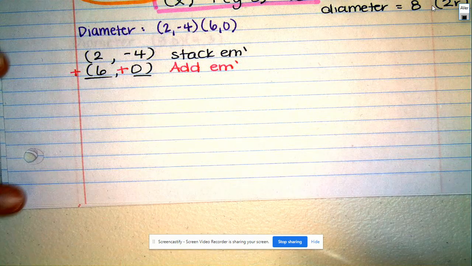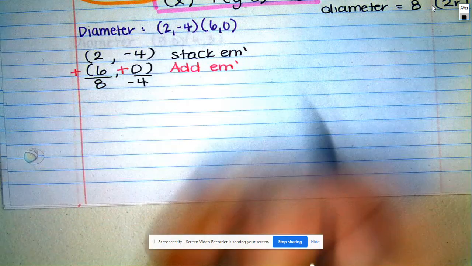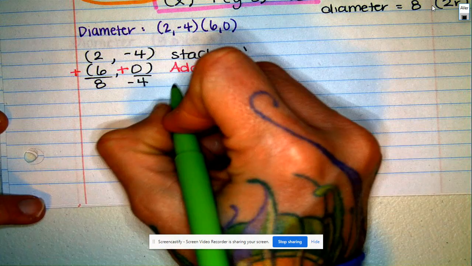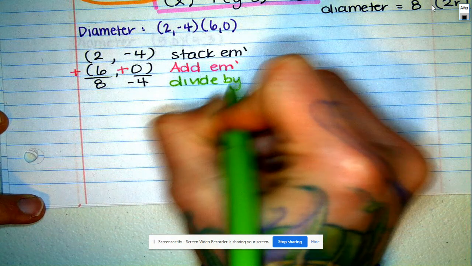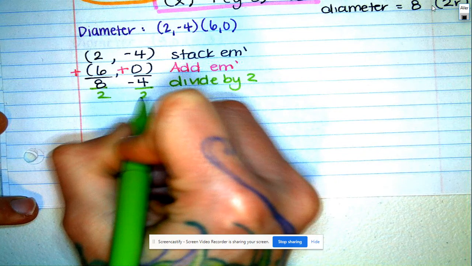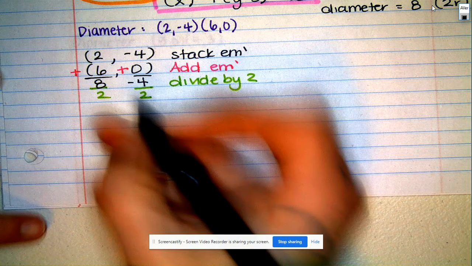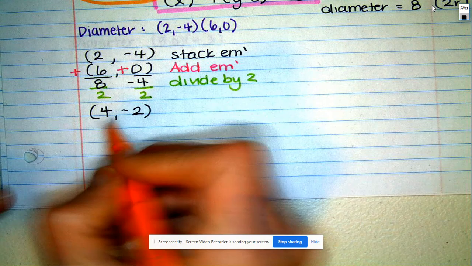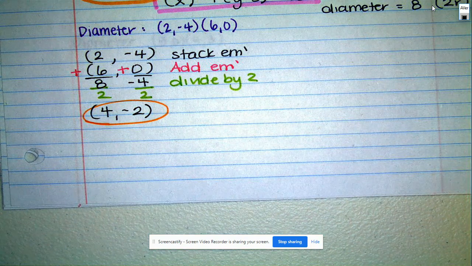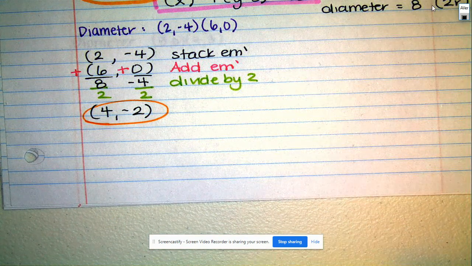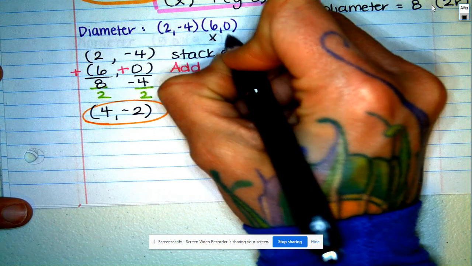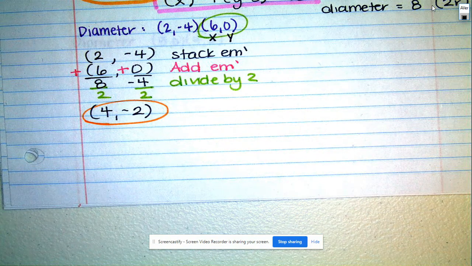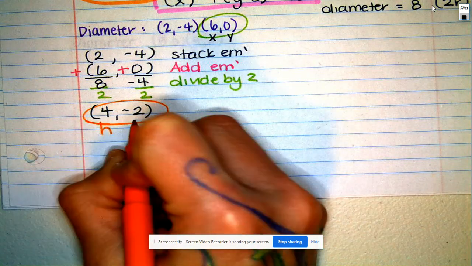Work smarter, not harder. So 8, -4, when we add those, because 2 plus 6 is 8, and -4 plus 0 is going to give you a -4. And then divide by 2. It's going to give me a 4, -2. You know me, I'm going to circle that so I don't lose it, because that's what I need at the very end. And I can pick whichever one of these points I want to use as my XY. I like zeros, so I'm going to focus on that one right here as my XY. And that 4, -2 is my H and my K.